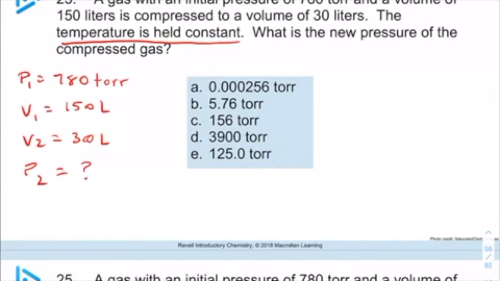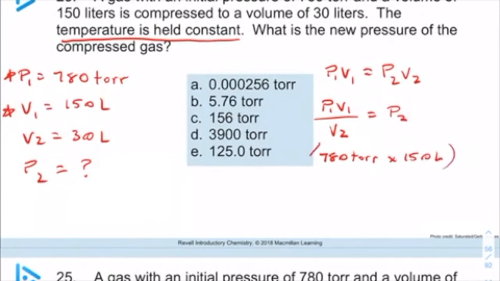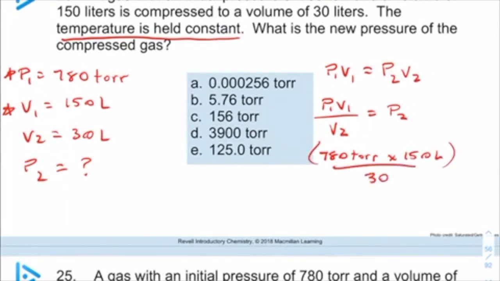So we look, and the things that are changing are the pressure and the volume. Temperature is being held constant. So I go to my equations and I've got one with pressure and volume being the two things that change. And I want to solve for P2. So P1 V1 over V2 equals P2. So 780 torr times 150 liters divided by 30 liters gives us 3,900 torr.